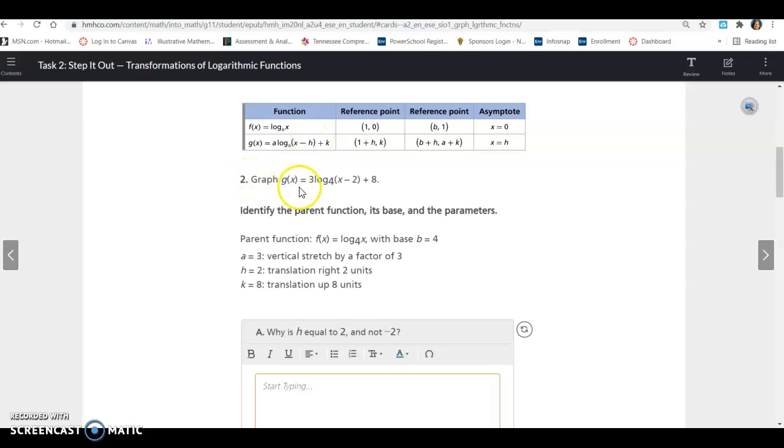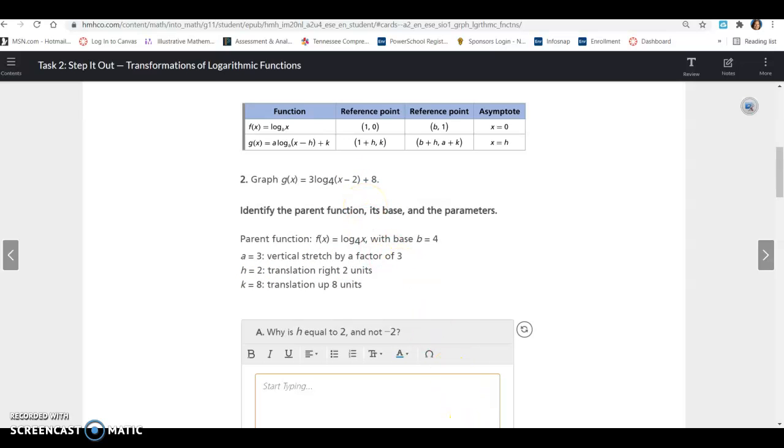Let's look at the graph of g(x) = 3 times log base 4 of (x - 2) plus 8. It says identify the parent function, its base, and its parameters. Well, you can see that 3 is your a, that's your vertical stretch by a factor of 3. h is 2, so it moves it right 2 units. k is 8, and that moves it up 8 units.